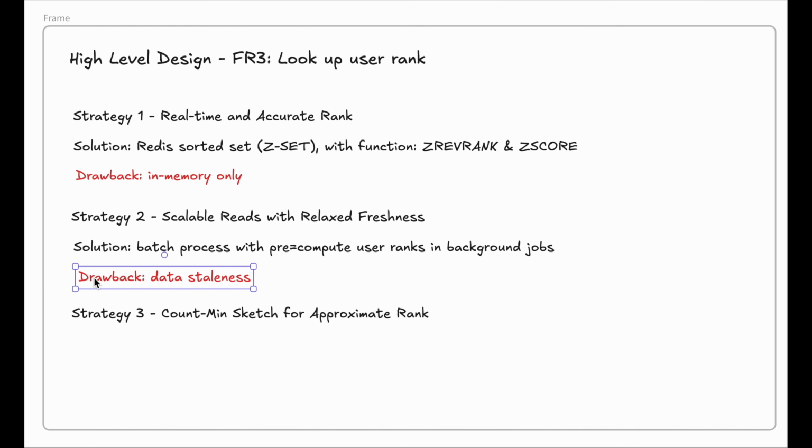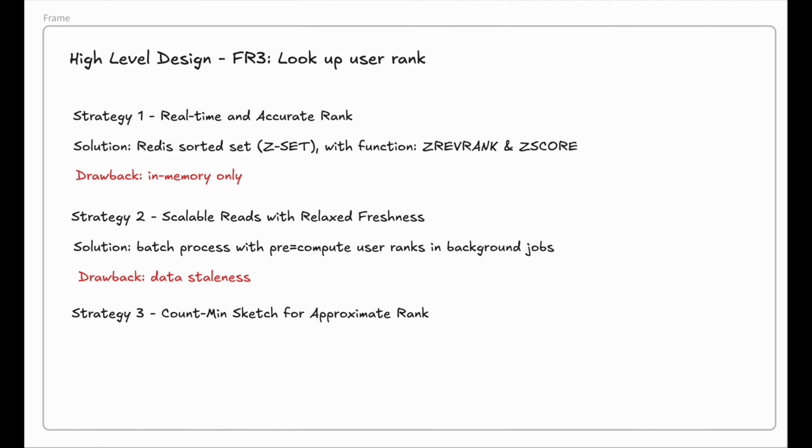Depending on your batch interval, rankings might lag behind reality by a few seconds or minutes. It also adds some complexity. You'll need versioned caches, TTL policies, and jobs to manage freshness. Still, for most casual leaderboard use cases, this option strikes a great balance.